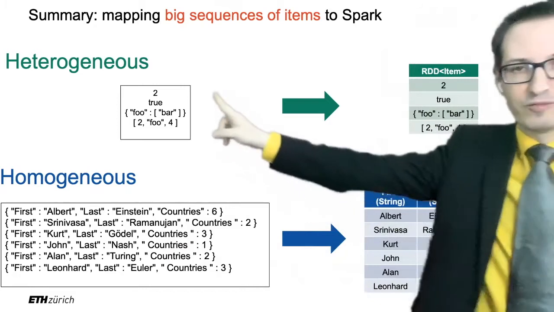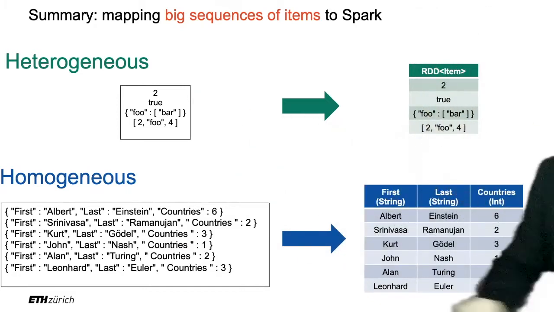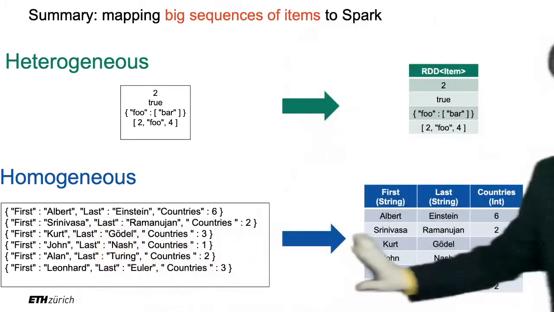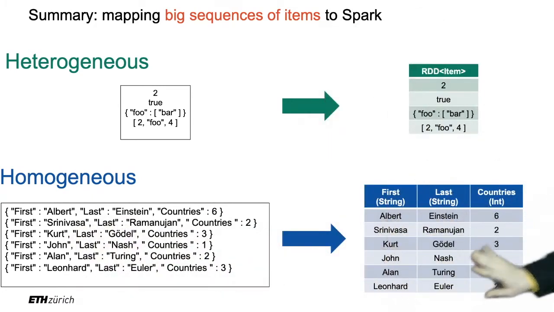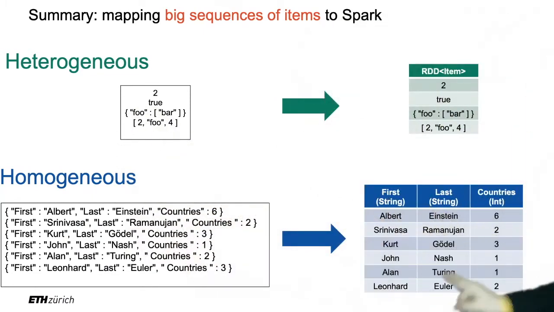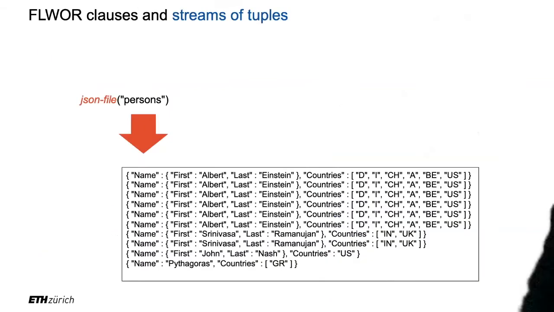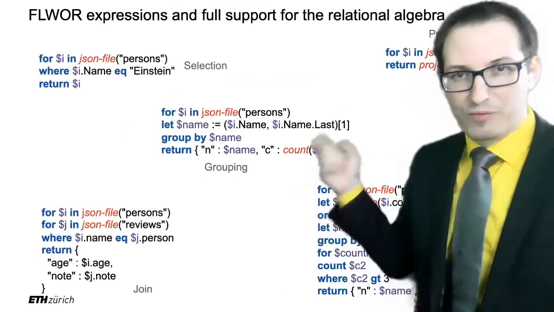So as a summary, for heterogeneous sequences, we map them to RDDs of items, which is polymorphic. And if it's homogeneous, then we map it to data frames directly. And this is done seamlessly. The user doesn't see the difference between the two. They will just notice that this is faster when the data is homogeneous, and it's a bit slower if the data is heterogeneous. Right? So what happens now with flower expressions?